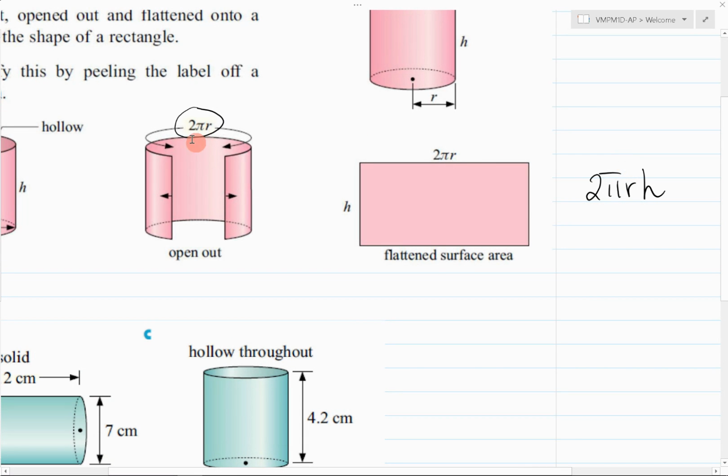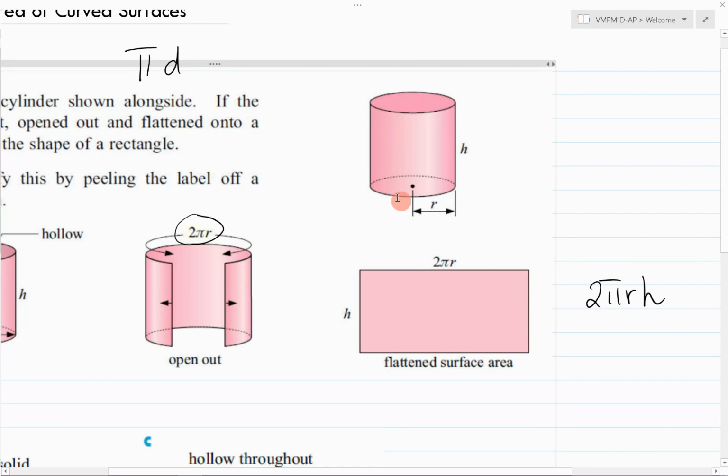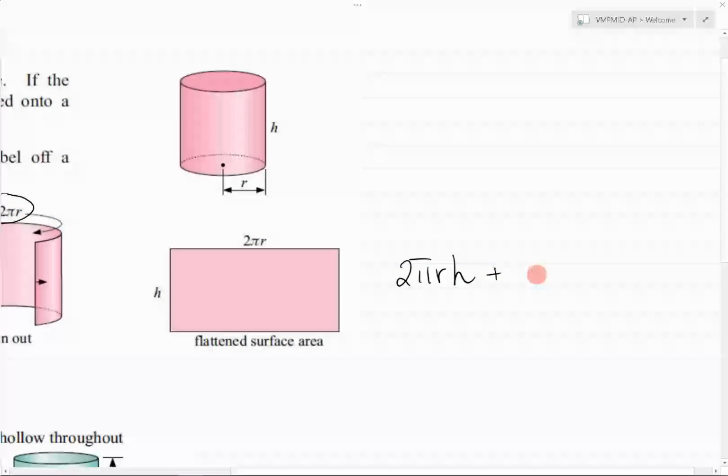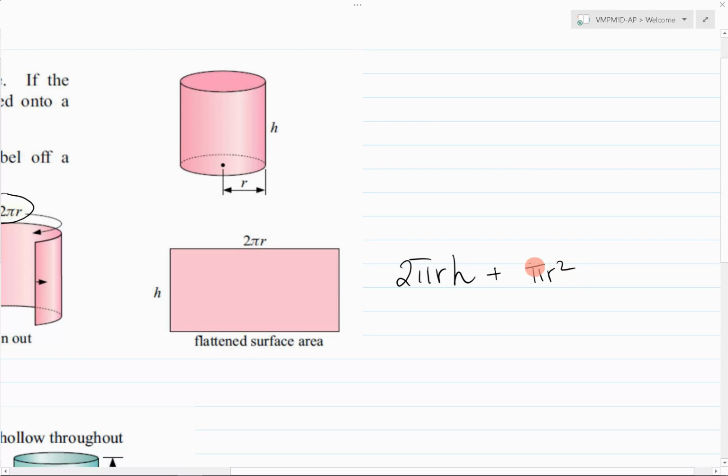Right? And then if we add the two circles on the top and the bottom, we add the areas of the circles themselves. So pi r squared is the area of a circle, but because we have a top and the bottom, it's just 2 times pi r squared. So this is the entire surface area of a cylinder, the surface area with both ends.